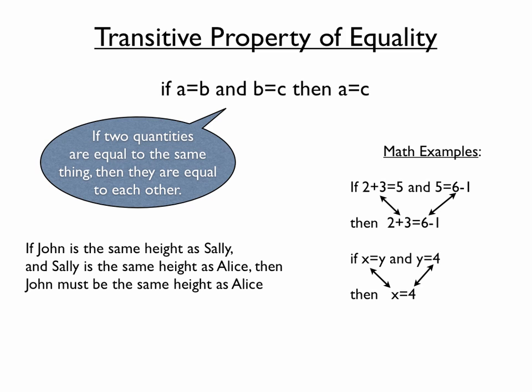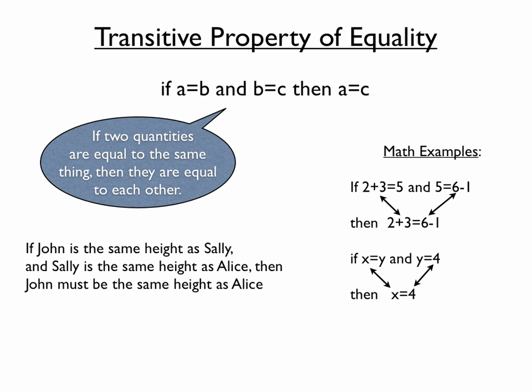In math, here are some examples. If 2 plus 3 is equal to 5, and 5 is also equal to 6 minus 1, that says the two expressions, 2 plus 3 and 6 minus 1, must be equal to each other, because they're both equal to 5.